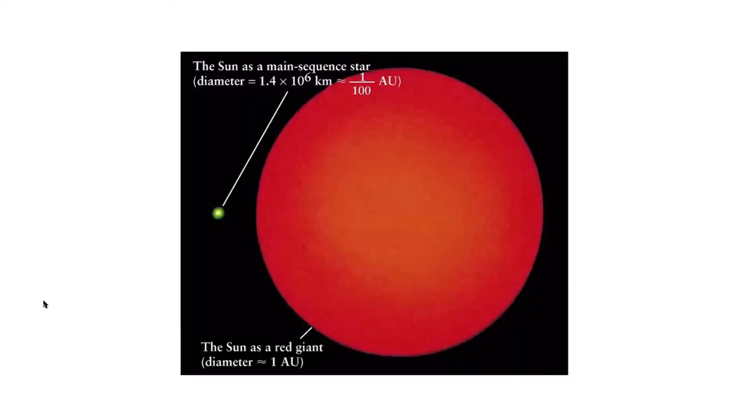So here's a diagram of what this might look like. Here is the sun as a red giant, right? Why red giant? Well, giant because it's gotten a whole lot bigger, right? A diameter of about an astronomical unit. And red because it's gotten cooler. It's gotten much larger and much cooler at the surface. It will move into the red giant phase.